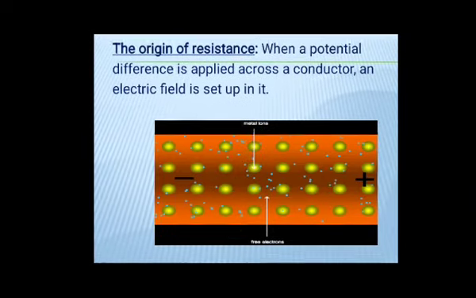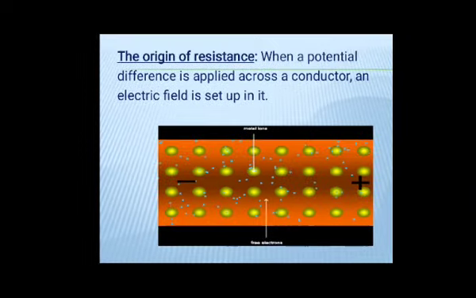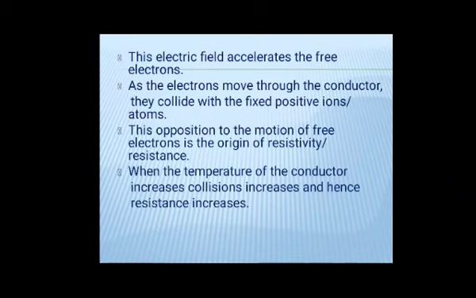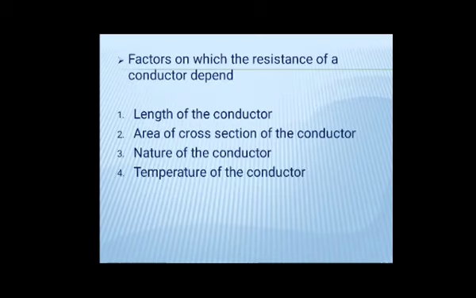Say you are increasing the temperature of the conductor. Then what happens? Definitely collision increases. If collision increases, opposition will increase, means resistance also increases. Factors on which resistance of the conductor depends: it depends on length, it depends on area, it depends on nature of the conductor and temperature of the conductor.